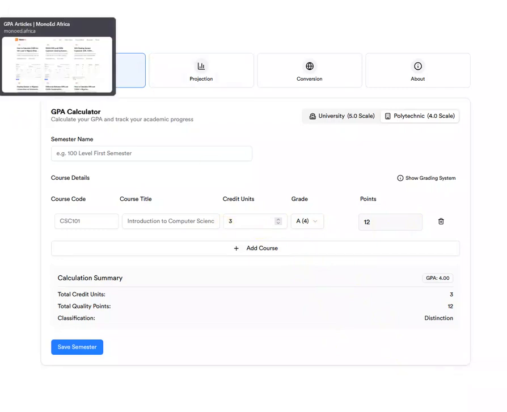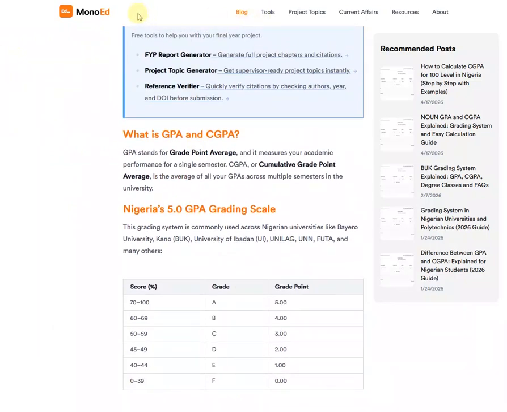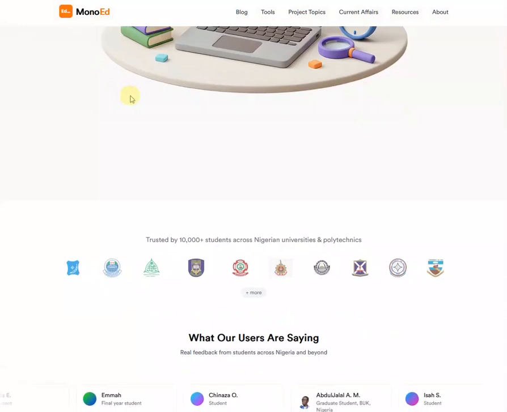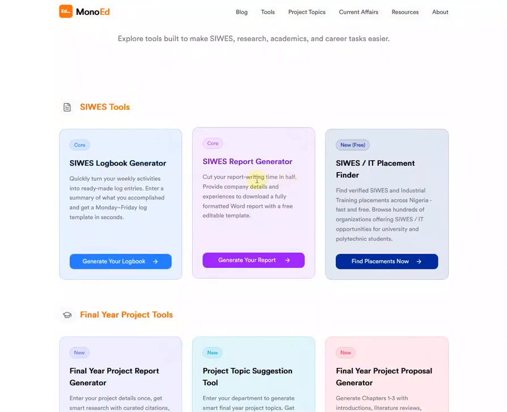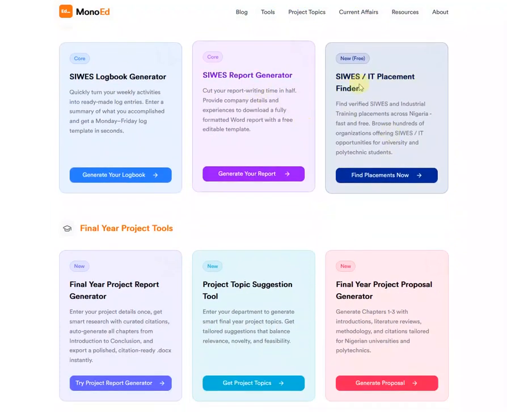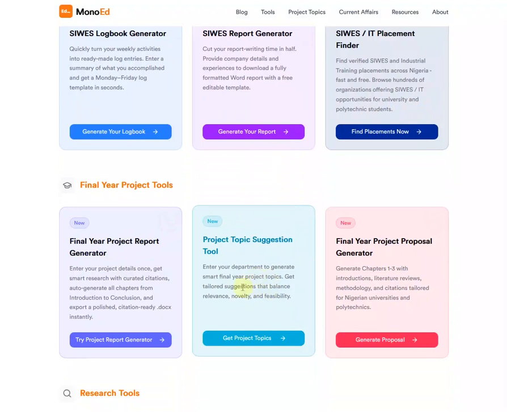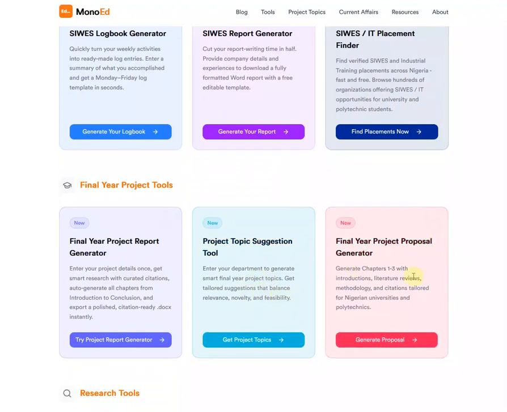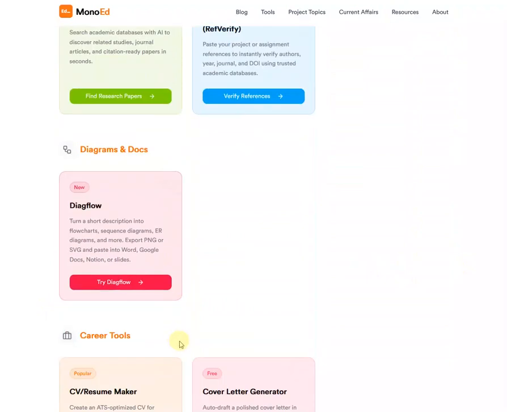And in case you're in need of more tools from Monoed, right, we have several other tools and platforms, because the goal of Monoed is to make students productive. Now, if you come on the platform, you can see we have the COS logbook for students doing COS. We have the COS report generator. We have the COS placement finder. We have the final year project topic suggestion, final year project reports, research paper finder, and several other tools on the platform, right?